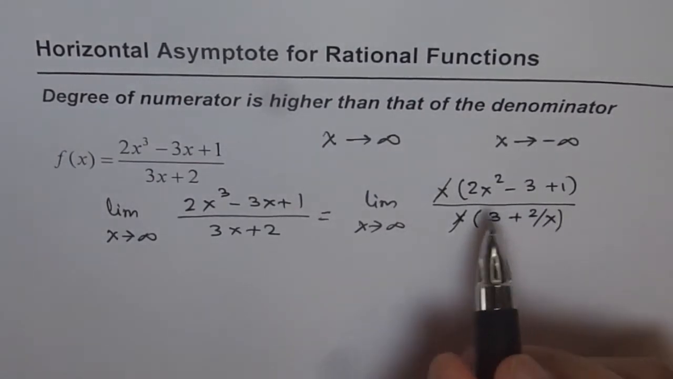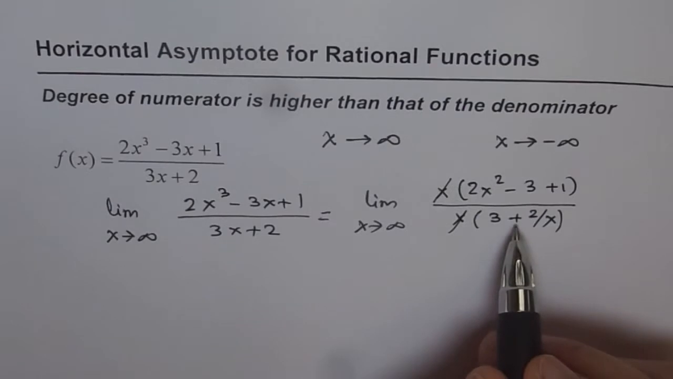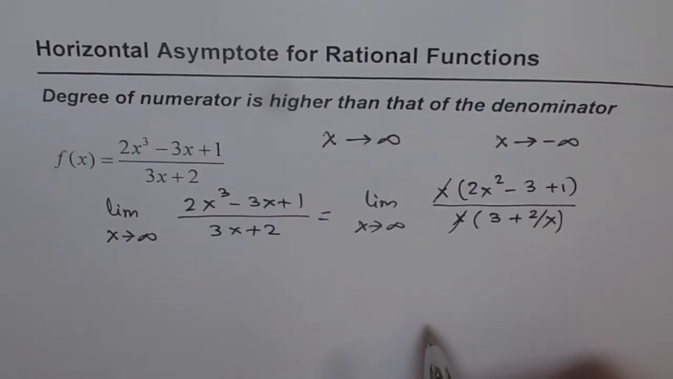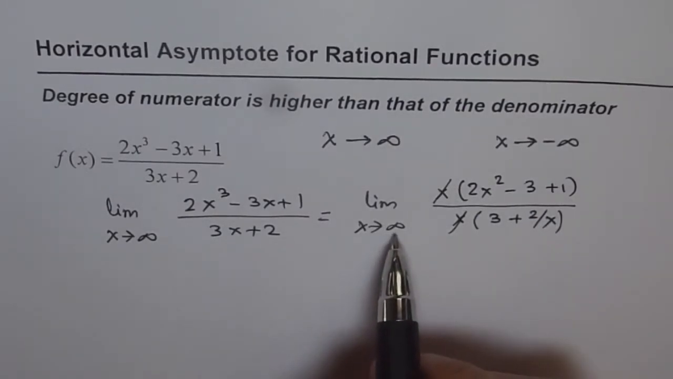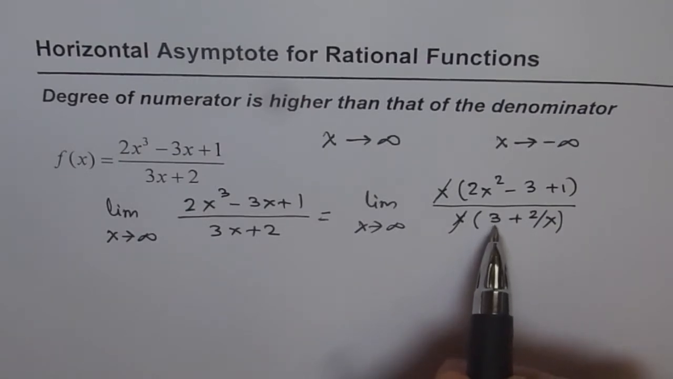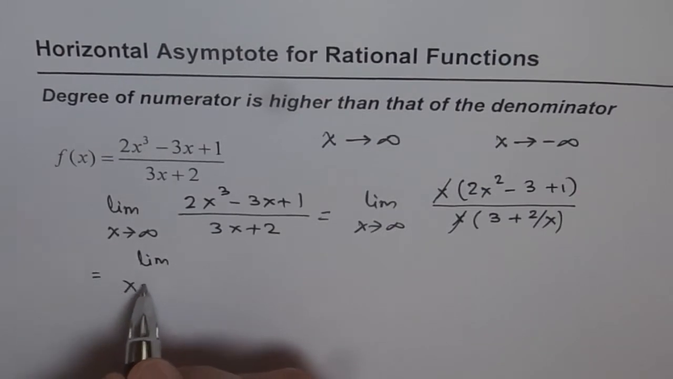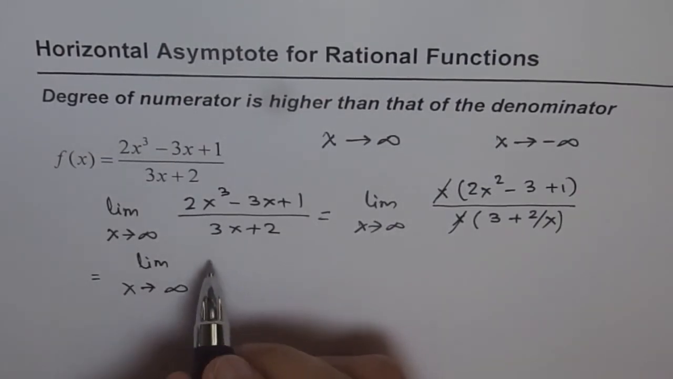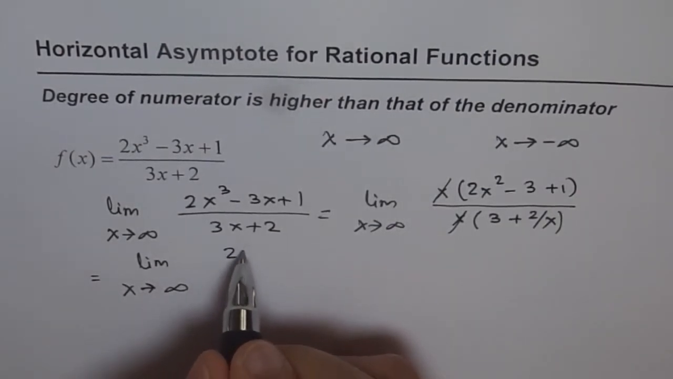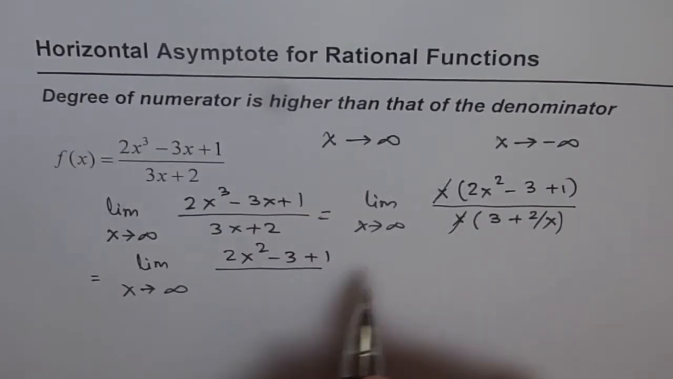So you are left with 2x squared minus 3 plus 1 over x in the numerator and 3 plus 2 over x in the denominator. If x is very large, then what happens to this part of the function? 2 over x approaches 0. So we are left with just the number 3 here. We can write this as the limit as x approaches positive infinity of (2x squared minus 3 plus 1 over x) over the number 3.